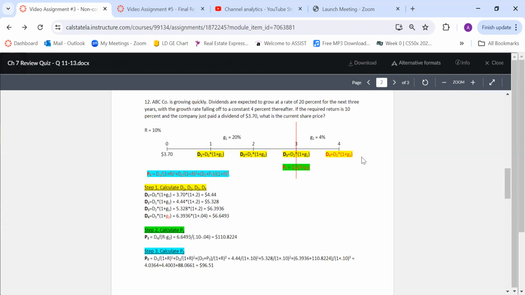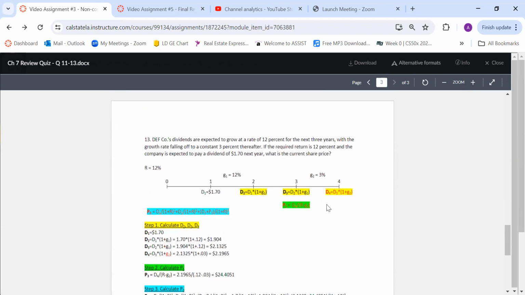Step 3, we're going to implement all of our findings into the equation. D1 is $4.44, divided by 1.1 to the first power. We add D2, which is 5.328, divided by 1.1 to the second power, plus D3 of $6.39 plus the price of $110.82, divided by 1.10 to the third. We end up with a price at time zero of $96.51.